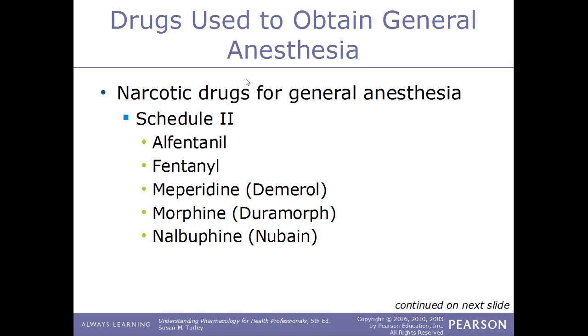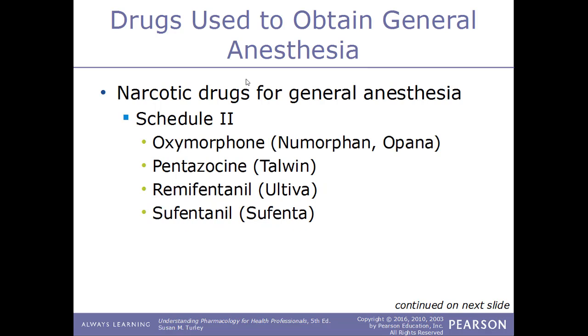Some narcotics that are used are Schedule II drugs, and those include alfentanil, fentanyl, meperidine, which is also known as Demerol, morphine, known as the trade name Duramorph, Nalbuphine, which is also known as Nubain. Some other examples of Schedule II narcotics used for general anesthesia: oxymorphone, which is known as Numorphan or Opana, pentazocine, also known as Talwin, remifentanil, also known as Ultiva, and sufentanil, which is known as Sufenta.